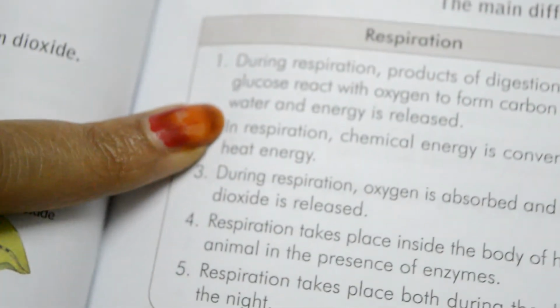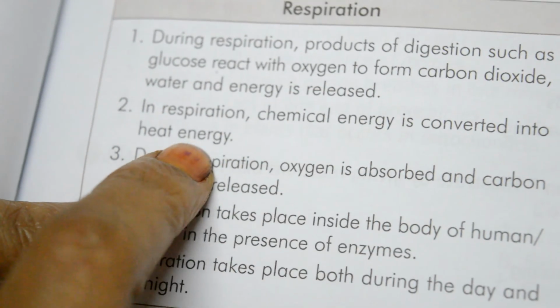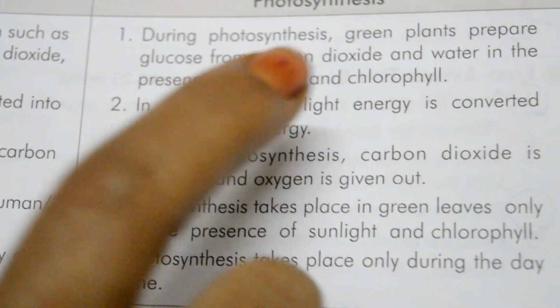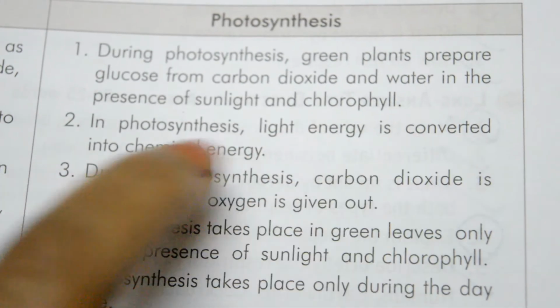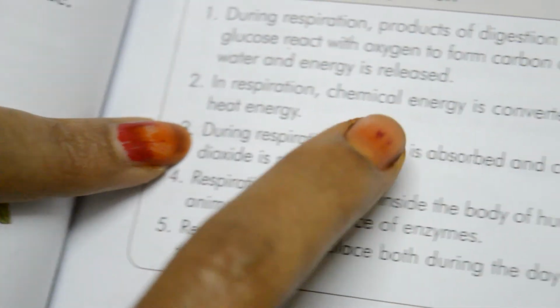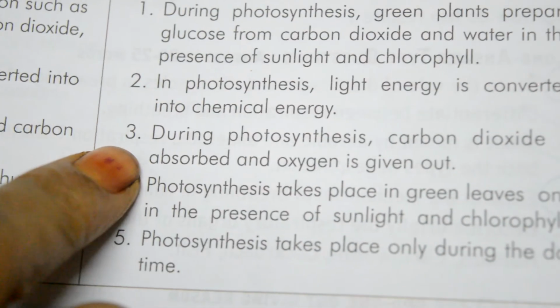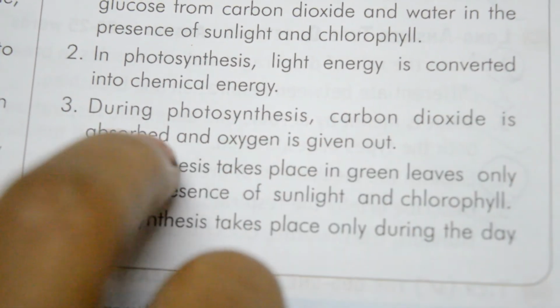In respiration, the chemical energy, that is food, is converted into heat energy, whereas in photosynthesis, photo itself means light, so light energy is converted into chemical energy, that is, food, glucose is produced. During respiration, oxygen is absorbed and carbon dioxide is released. Here it is exactly opposite. During photosynthesis, carbon dioxide is absorbed and oxygen is given out.